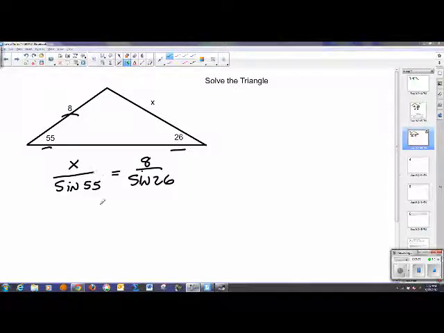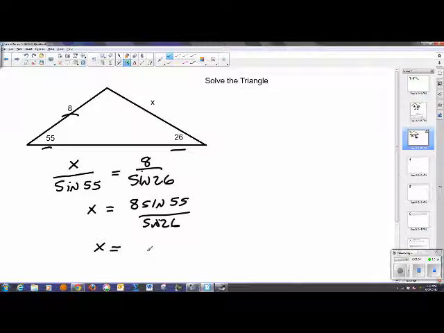Now, it may be easier for you to isolate the x value and say 8 sine 55 over sine 26. And when you pop that in your calculator, you need to make sure you're in degree mode. And the final answer is going to be 14.94-ish, right around there. Okay? So again, really important that you have an angle and its opposite side and another angle and its opposite side.